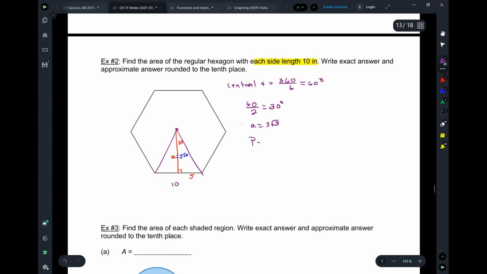Now, what's the perimeter? If each side is 10, what's the perimeter? 60. 6 times 10, which is 60. So the area is the apothem times the perimeter divided by 2. Okay, so how much is that? If this cancels to 30, 30 times 5 is 150 root 3 inches squared. Or if you put it in your calculator, it's 259.8 inches squared. All right?